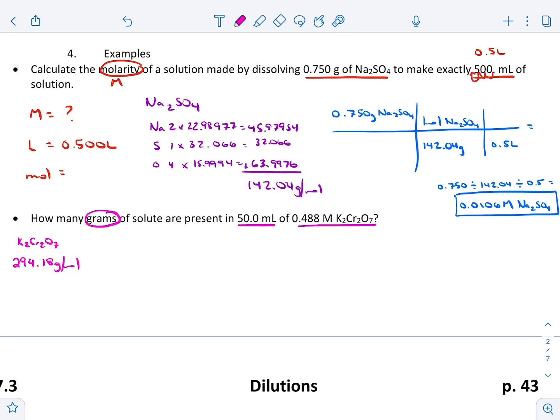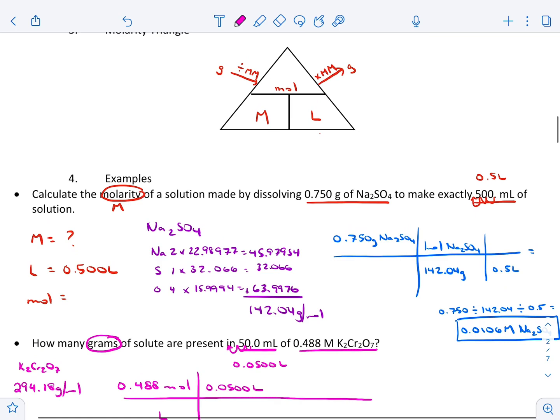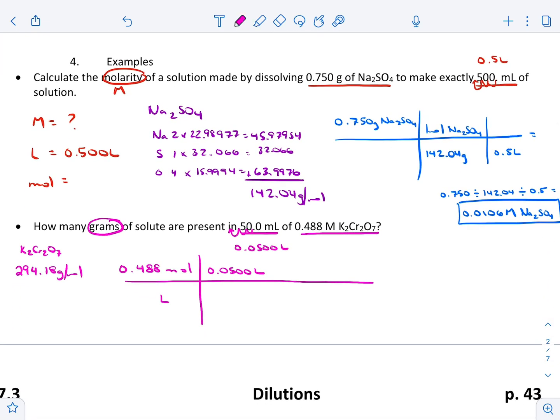Okay, so again, starting with what we know, and this has got to be in liters, so let's do that conversion real quick. Move the decimal 3 places to the left. So we're going to get 0.0500 liters, and so we've got 0.488 molar. And remember, molarity is just moles per liter. So if you look at that, I have liters right there, so I'm going to put liters on top to get liters to cancel. And if I go back up to my triangle, I'm looking for moles, so I would cover up moles here. If I cover up moles, I take molarity times liters, which is what I just did right there.